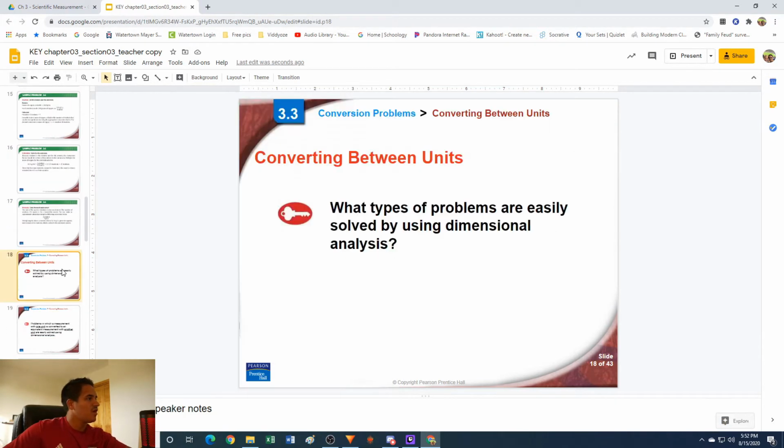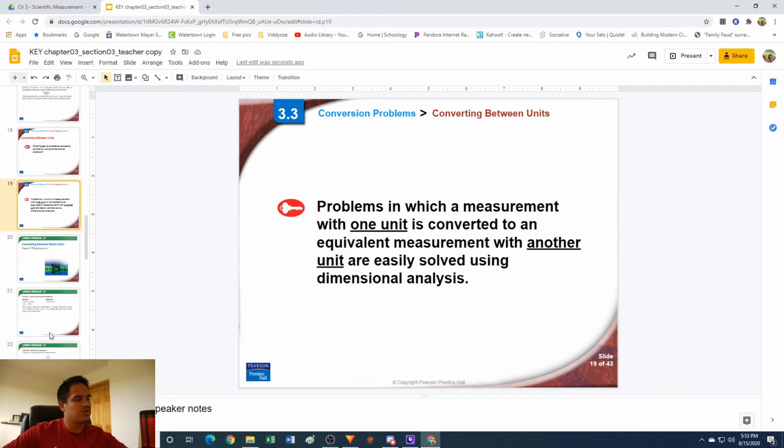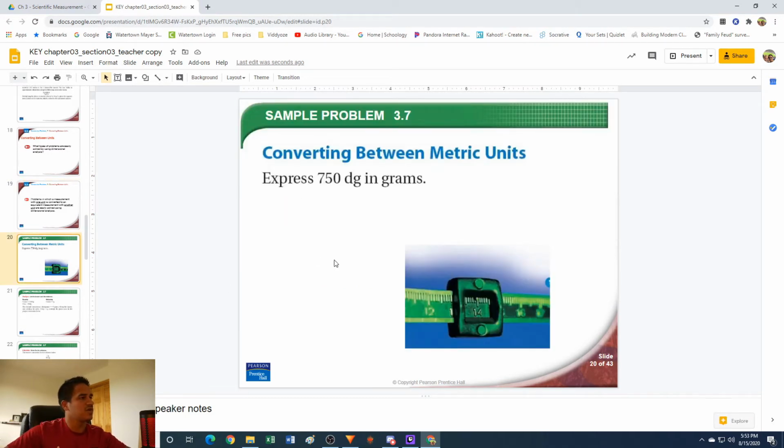So, okay. So, converting between units, what types of problems are easily solved by using dimensional analysis? So problems usually where we have one unit and we're converting to another unit is where we want to use dimensional analysis. Okay. Now, when you have a single conversion problem where you're just converting from one unit to another, you might be able to think about doing it in your head, no problem. It's really when you have multiple conversions from one unit to another to another to another where dimensional analysis really, really shines. So let's take a look at another example here.